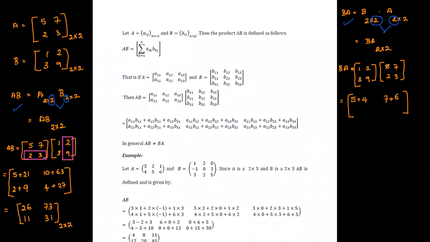Then it will become 3 times 5, it is 15, plus 9 times 2, 18. Then second row with second column, 3 times 7, 9 times 3. Therefore, we will get the values as 5 plus 4, 9, 7 plus 6, 13, 15 plus 18, 21 plus 27.